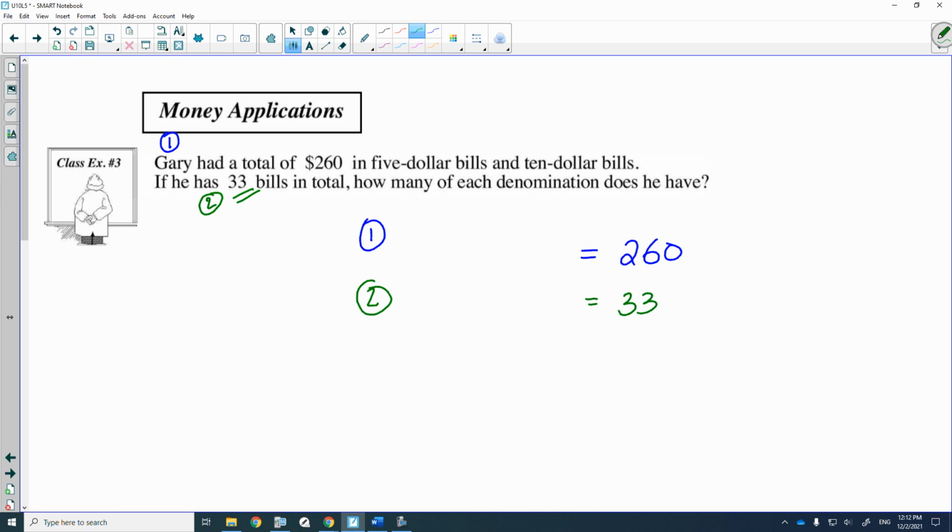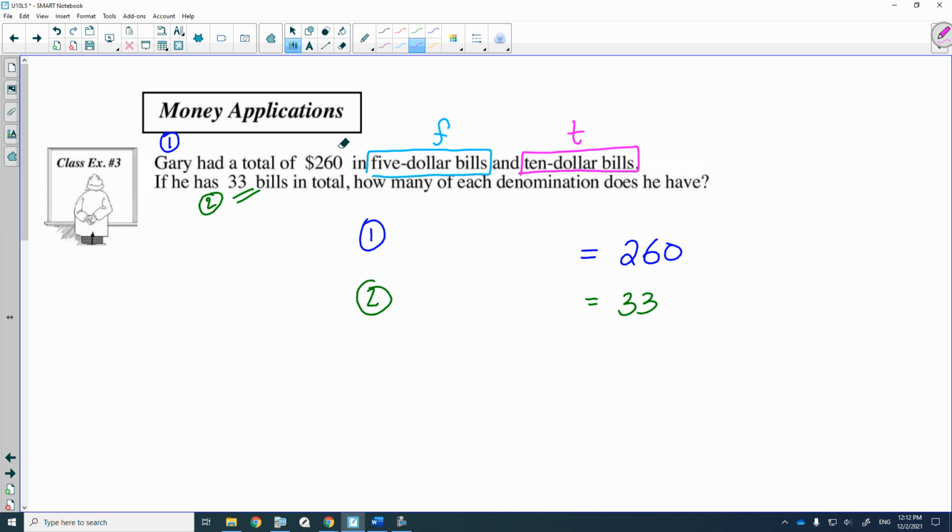So it could be like 30 $10 bills and 3 $5 bills, right? They've got to add to 33. We need to choose two different letters. What letter do we want to represent our $5 bill? What letter do we want to represent our $10 bill? So Ainsley, what do you want? Okay, let's do that. She said, let's have our $5 bills be F and our $10 bills will be T.